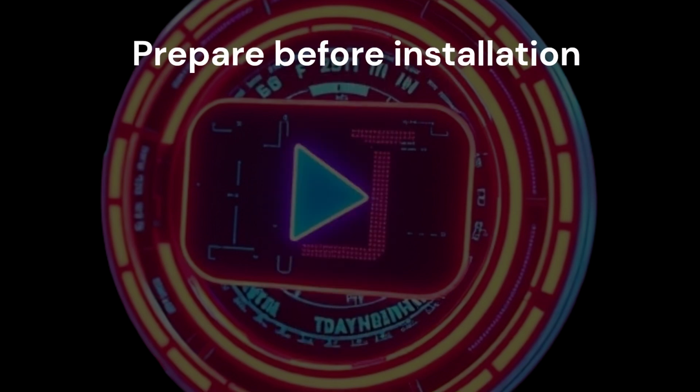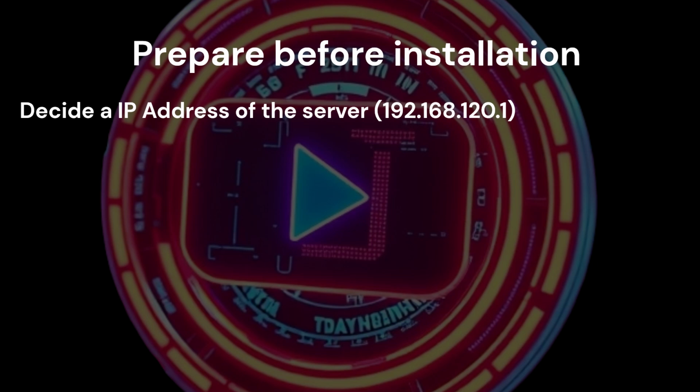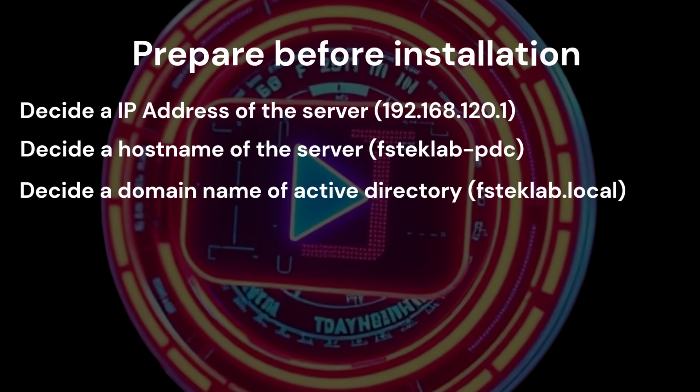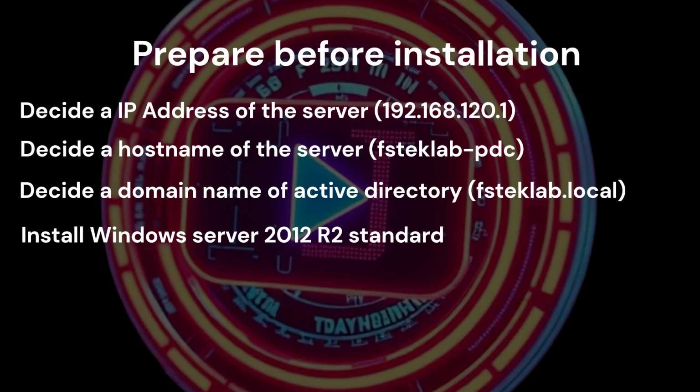Before we begin the setup, decide the static IP address to be assigned to the server. Decide the host name of the server. Decide the domain name for your Active Directory. Install Windows Server 2012 R2 Standard or Data Center Edition as per your requirement.